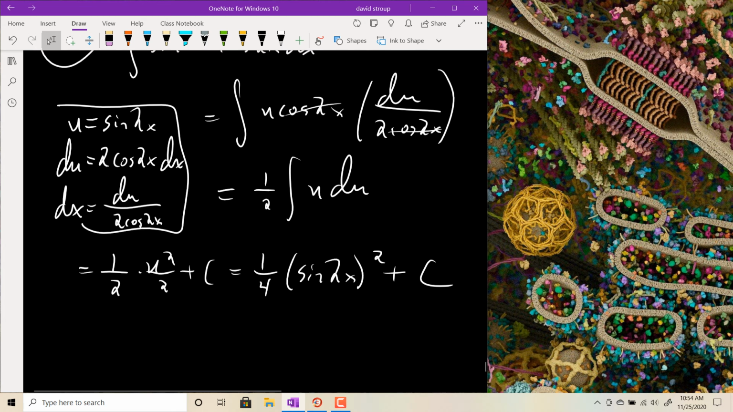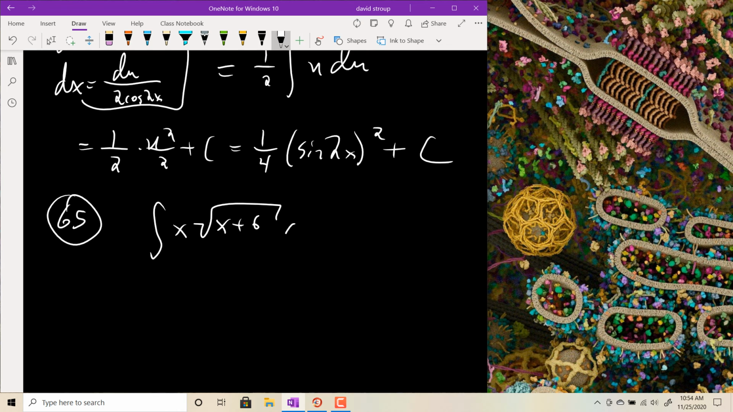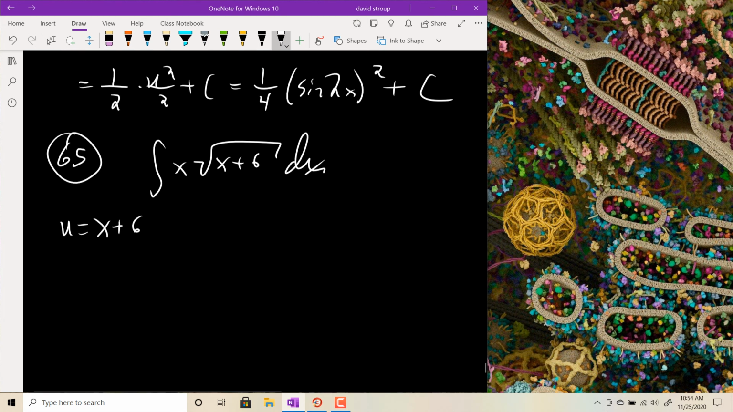And we have to worry about weird ones like 65, where the u sub doesn't quite work. Right? So if you let u equal x plus 6, du will be just plain old dx. And then there's an issue, right? If you tried to do your sub, you couldn't get rid of the x.